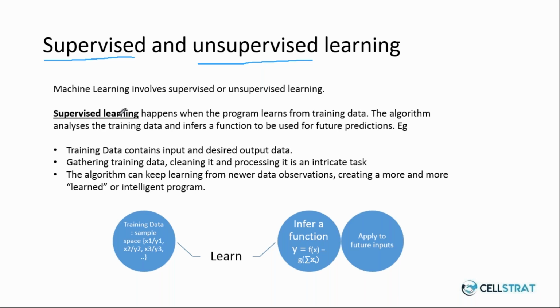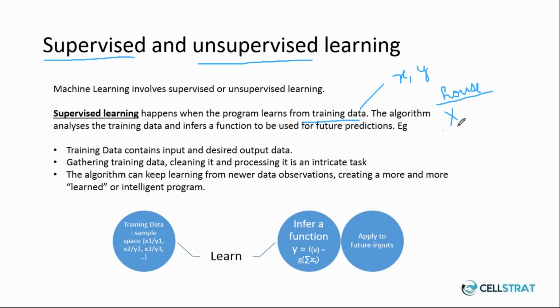So what is supervised machine learning? This happens when a program learns from training data. So what do I mean by training data? I have input X and output Y, right? For example, let me discuss the simplest of examples, which I always use, which is a house price prediction model. Okay, so let's say for a city like Bengaluru, India, we are trying to build a house price prediction model. So what are the input factors?